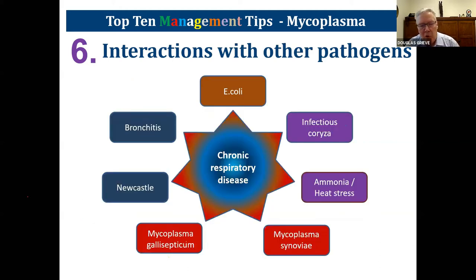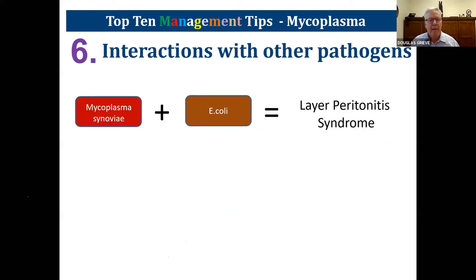So here's just a picture showing the same thing. Here we have a lot of the conditions, the diseases that we commonly see on an Indian layer farm, and they can also come as mixed infections. In fact, I think in most cases, these chronic respiratory disease conditions are mixed infections. As I mentioned before, the combination of mycoplasma, even a mild MS strain that by itself would cause no clinical disease in the flock, when combined with E. coli, now we see increased mortality from peritonitis. And peritonitis is a very common cause of mortality on commercial layer farms.